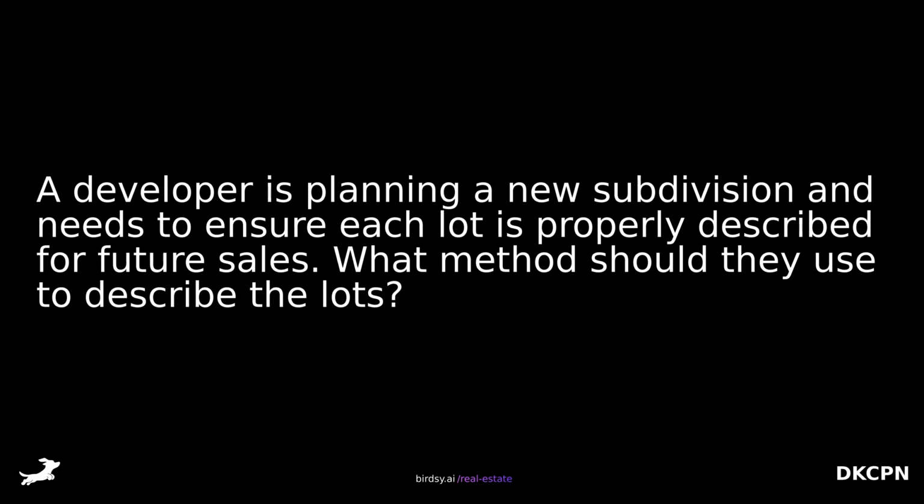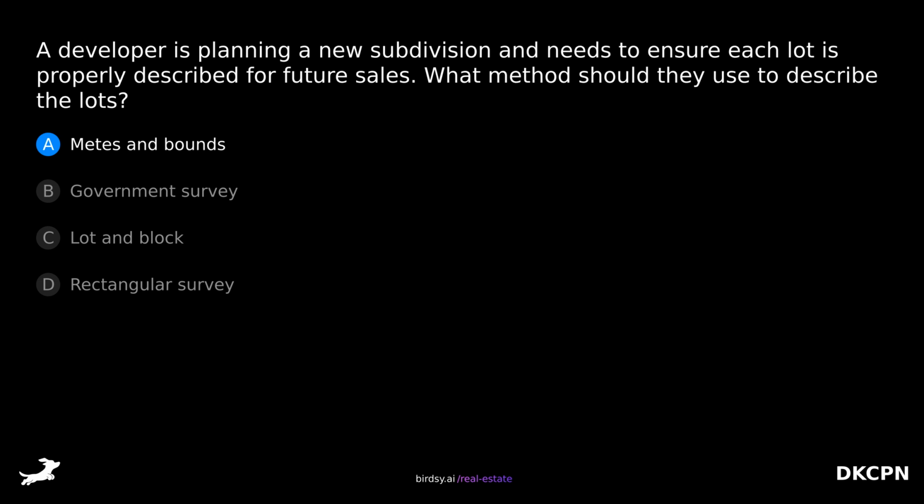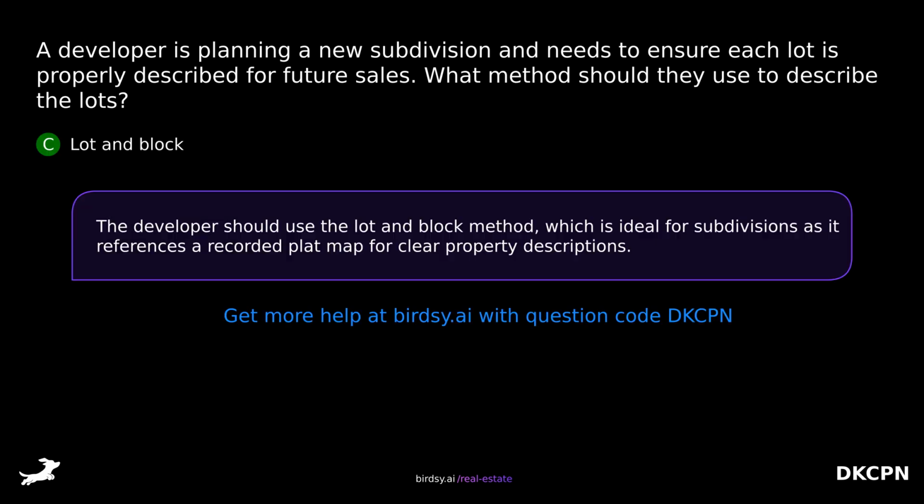A developer is planning a new subdivision and needs to ensure each lot is properly described for future sales. What method should they use to describe the lots? Is it A, metes and bounds? B, government survey? C, lot and block? Or D, rectangular survey? The answer is C, lot and block. The developer should use the lot and block method, which is ideal for subdivisions as it references a recorded plat map for clear property descriptions.